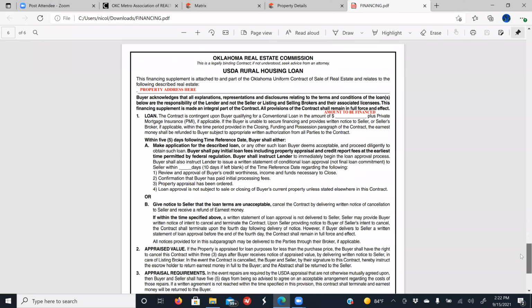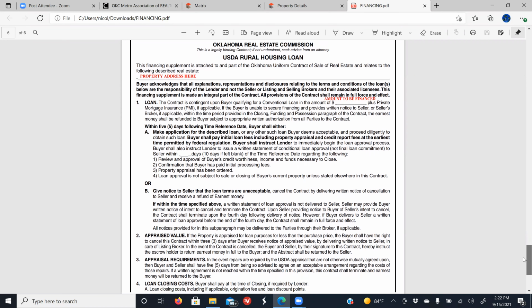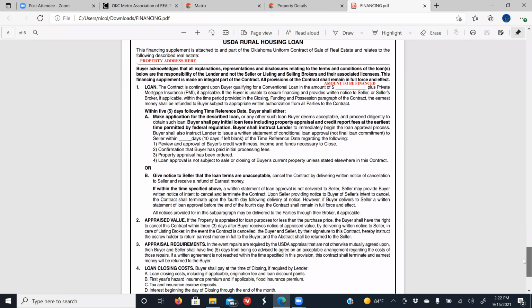So these are more rural properties and very simple form as well. Again, falls in line with all of the other ones we covered. Property address is at the very top. Up here where amount to be financed. Now with USDA, they do allow, because it's a special rural housing loan, 100% financing. So again, they don't have to finance 100%, but they can. So as we previously stated, get with the buyer, find out how much, if any, they're putting down, and write the amount that they're financing in that spot.